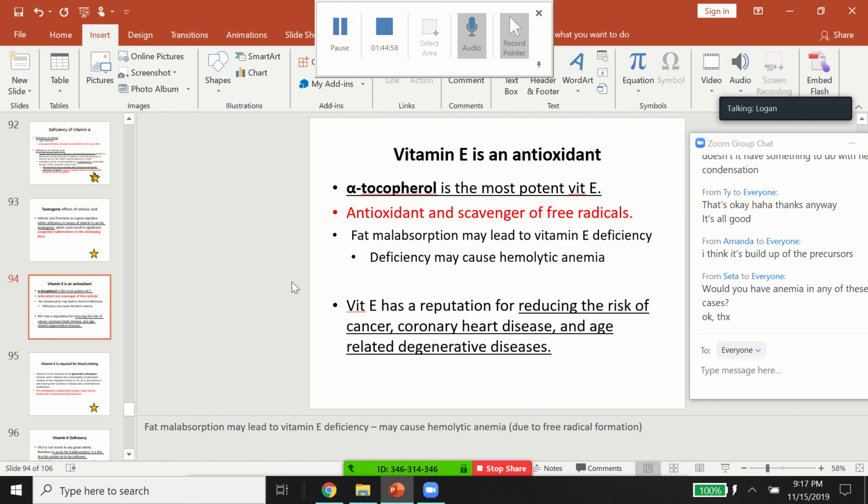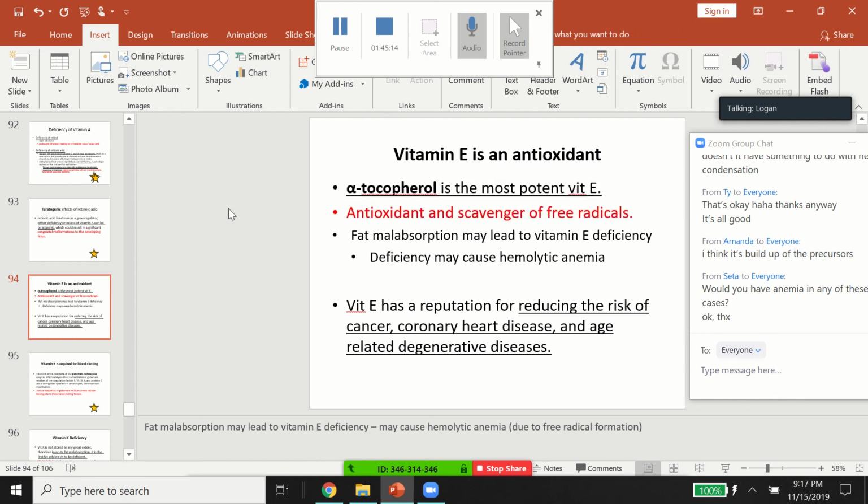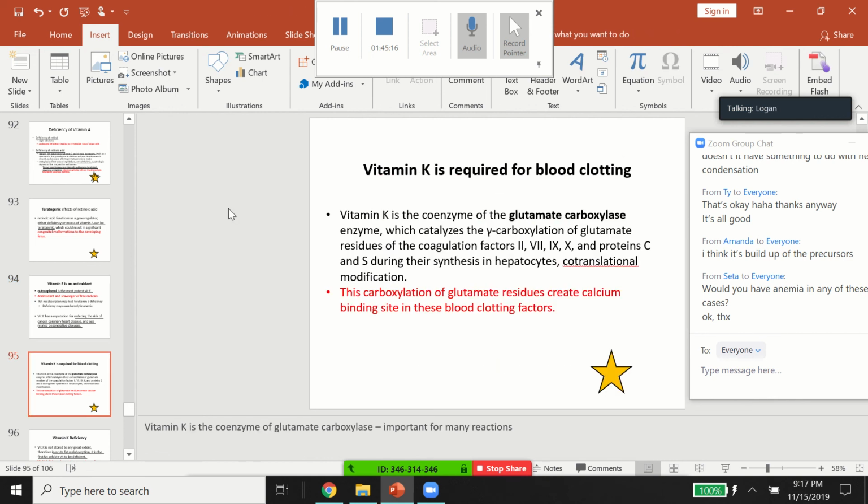So vitamin E is an antioxidant. Alpha tocopherol is the most potent vitamin E. I have that bolded just in case they were to refer to it as alpha tocopherol. Basically, know its main job: antioxidant and scavenger of free radicals. I think that's honestly all you need to know right there.